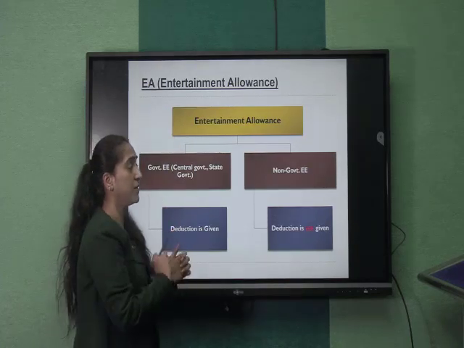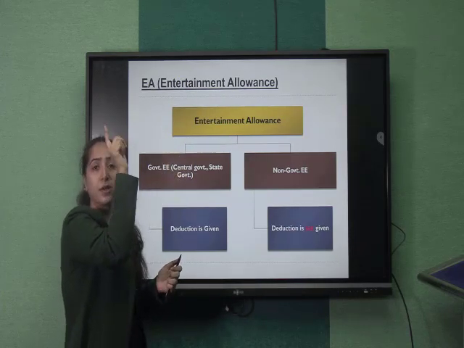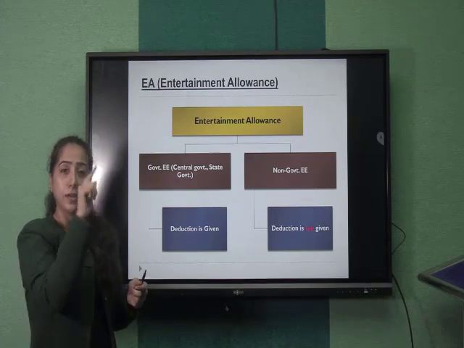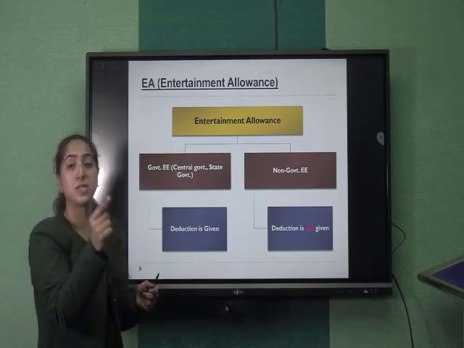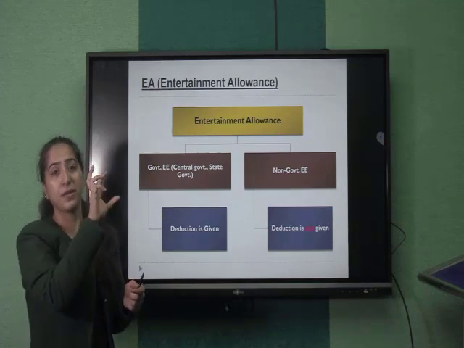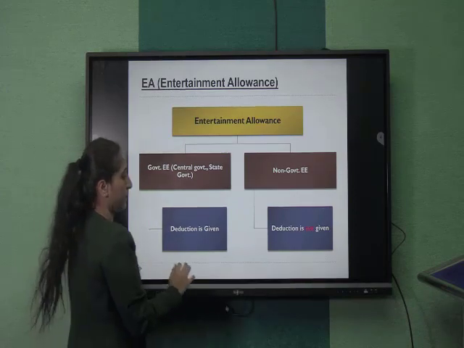Now, in case of entertainment allowance, what we do is we add entertainment allowance in our total income from salary, and then later on that deduction amount is exempted, reduced or deducted from that income from salary, and then we reach our taxable income.